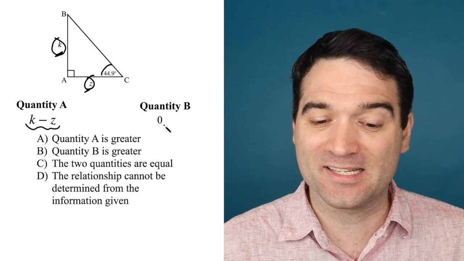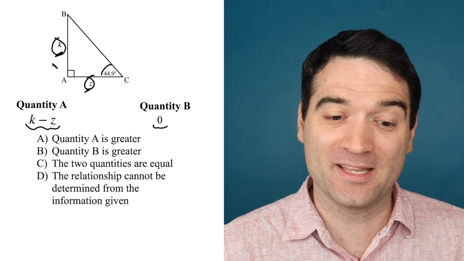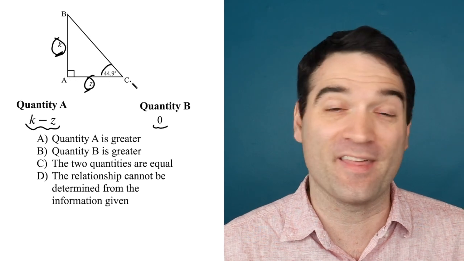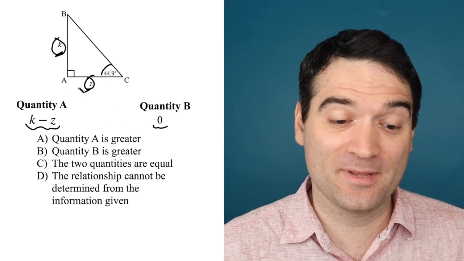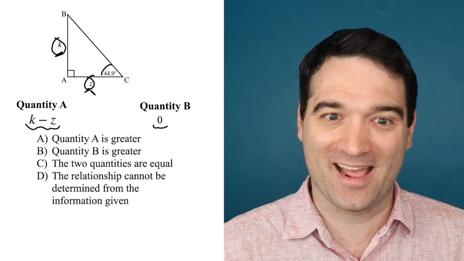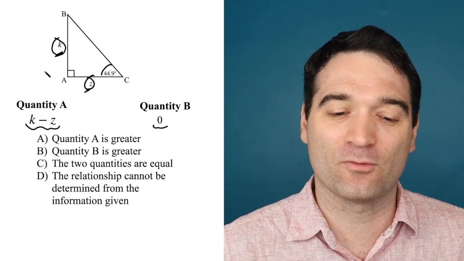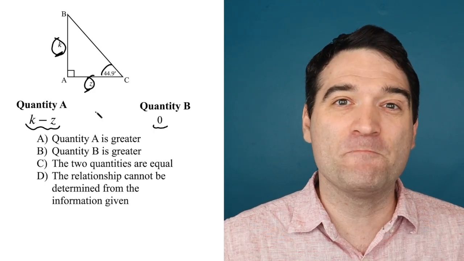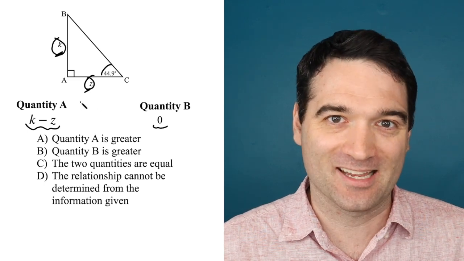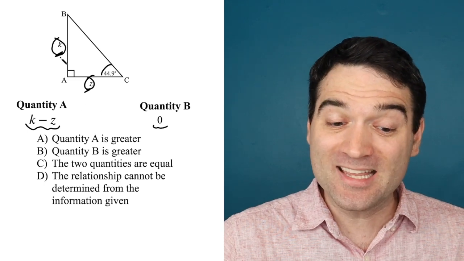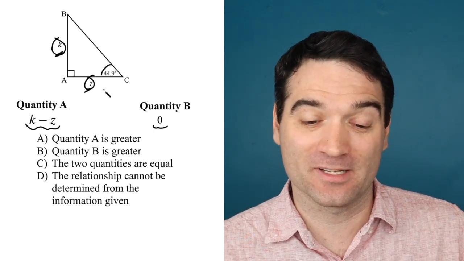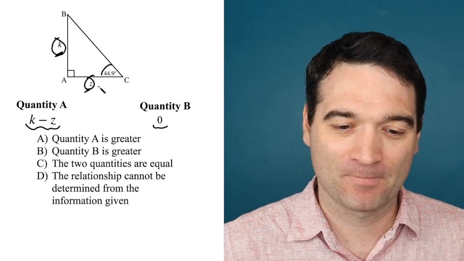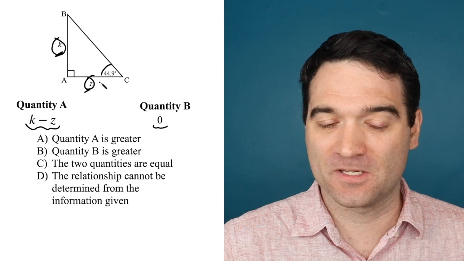Well, if K minus Z is greater than 0, that means that this side was bigger than that side, right? And if K minus Z is less than 0, it means that this side was smaller than that side. And if K minus Z equals 0, of course, it means that they're equal. So basically what this question is asking when it comes down to it is, is K greater than Z? Or is it less than Z? Or is it equal to Z? Well, we can actually figure this out.